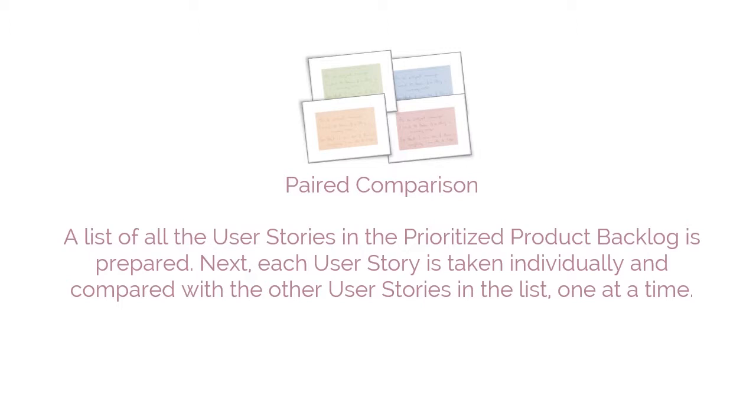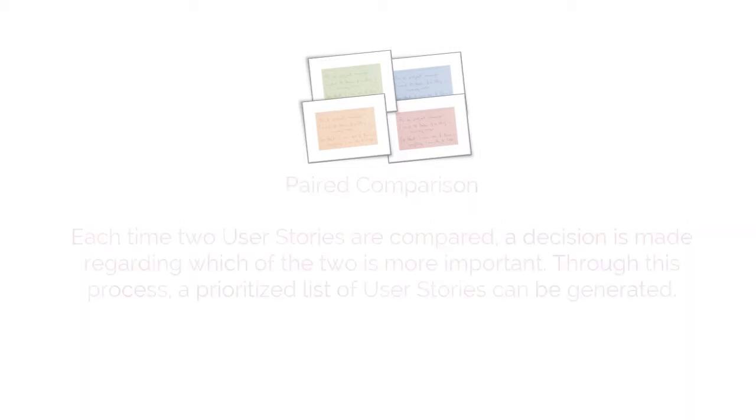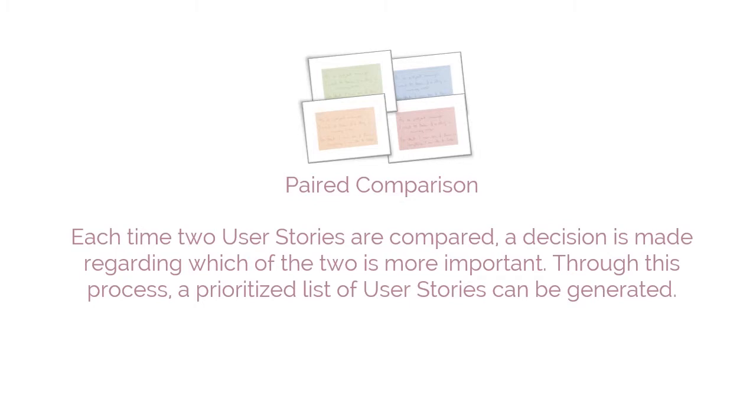Next, each user story is taken individually and compared with the other user stories in the list, one at a time. Each time two user stories are compared, a decision is made regarding which of the two is more important. Through this process, a prioritized list of user stories can be generated.